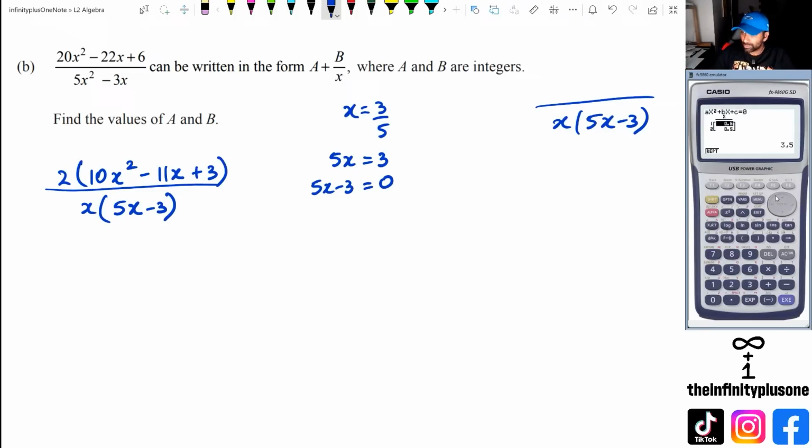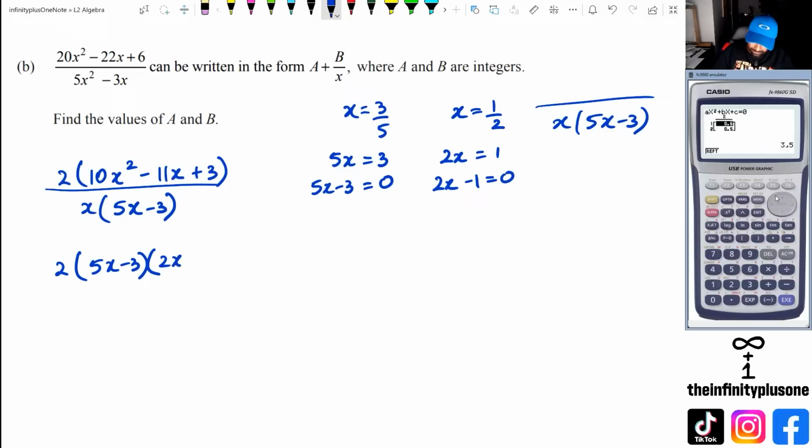So if you think about the other one, we've got x equals a half. So when x equals a half, we can say that 2x is equal to 1, and then 2x minus 1 is equal to 0. So basically what I've done is I've figured out both of my factors. So I can write it like this: 2 times 5x minus 3 times 2x minus 1, divided by x times 5x minus 3.